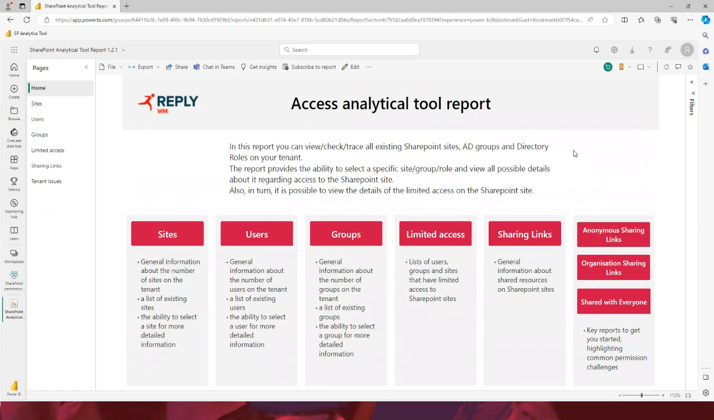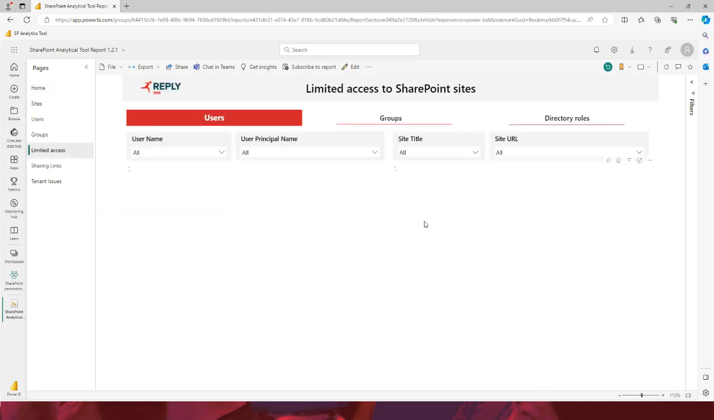And if we just go back up to the home page, a couple of other really cool things we can do. So we looked a little bit at sharing links, you know, with SharePoint Advanced Management, it had some tools around sharing links and limited access, but we can do all that here as well.